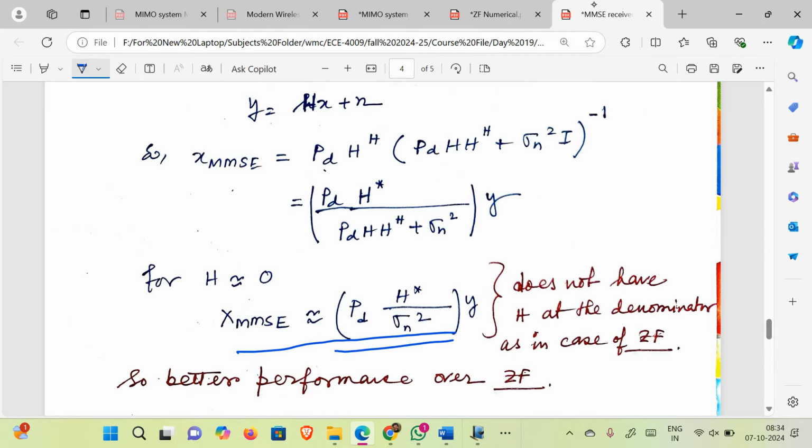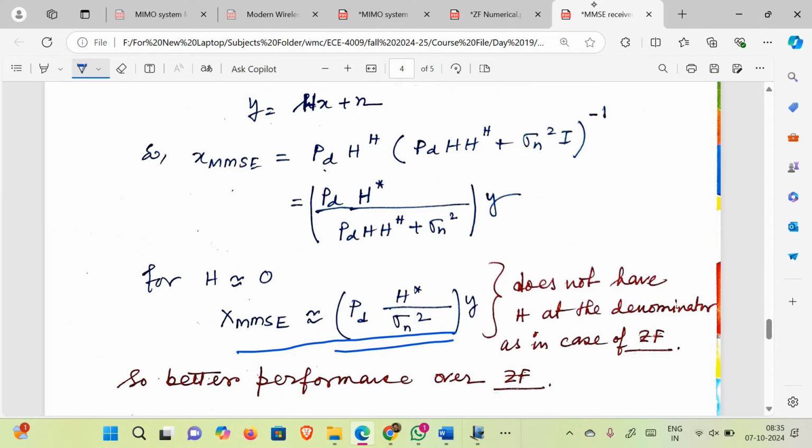Interesting is this one. When it is a high SNR value, that is when H is equal to 0, like we are comparing the noisy environment, you can see the X MMSE is given by this part. So the factor that we are looking at, PD H by PD H inverse, everything is the same. Now if I do H equal to 0 over here, we are only left with something that sigma and H inverse does not have H as the denominator of ZF.